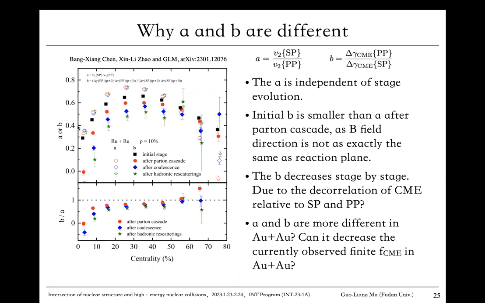We see that A is the open one. We check A for the different evolution stages, and also B. For A, it's almost independent of the evolution stage. But for B, initially B is shown in black, and with evolution, after cascade in red, after coalescence in blue, and the final state in green. We can see B decreases stage by stage.